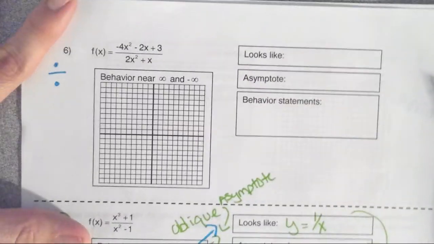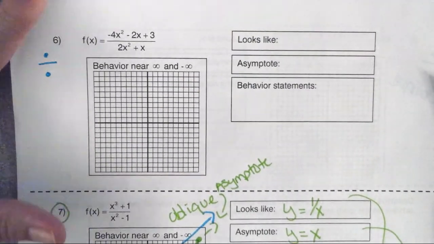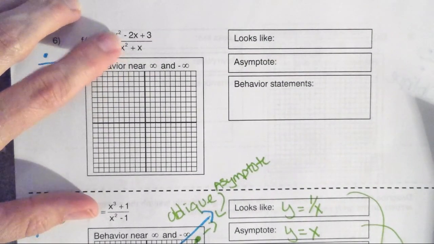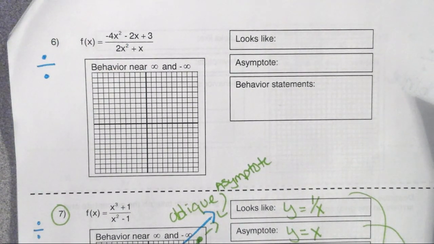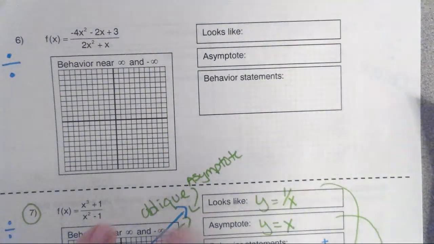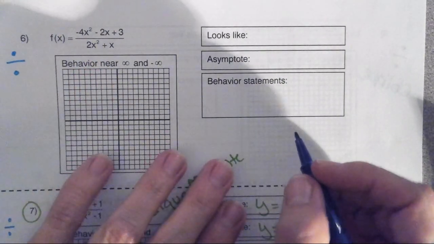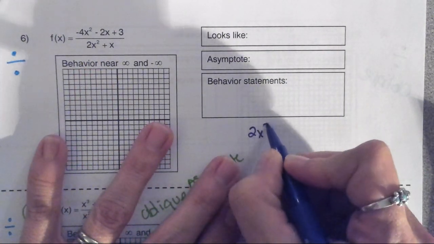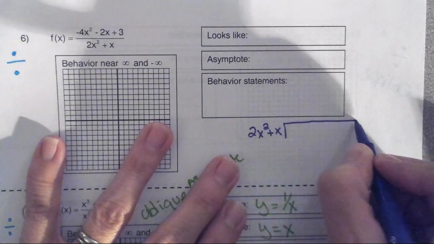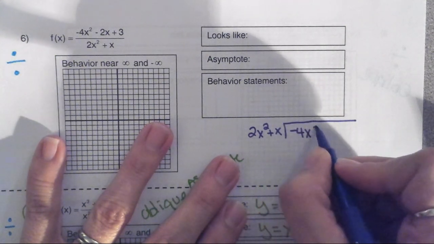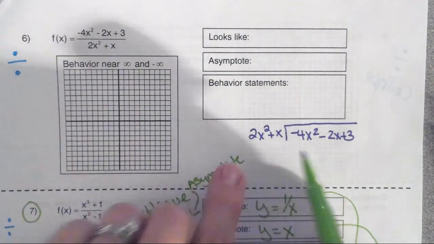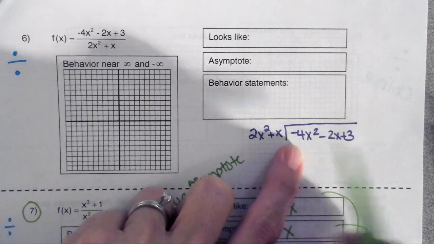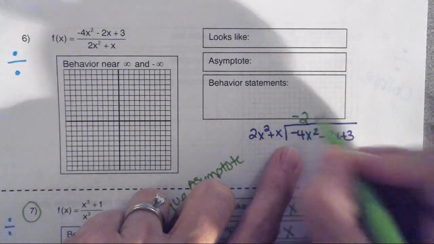The next one I asked you to try on your own was number 6. On number 6, when we went and looked at the two coefficients right here, and I cancel them out, they do not simplify to a 1 over x or a 1 over x squared. And when this happens, I told you that you needed to go divide. So I'm going to come over here, and we're going to do some division. So I have 2x squared plus x, and I'm going to divide that into negative 4x squared minus 2x plus 3. So I want to know how many times will 2 go into a negative 4. It'll go in negative 2 times.